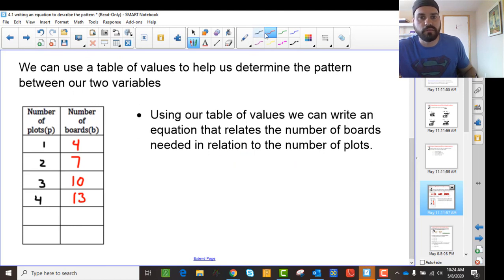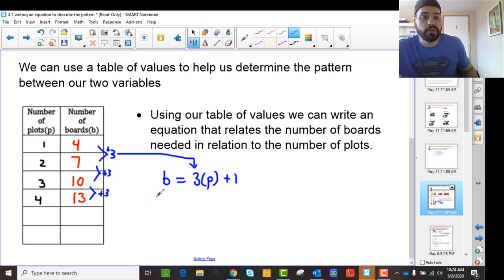We can notice that, I've sort of said this, but these are jumping by 3, right, every time. We're adding 3. So essentially what we're going to say is that the number of boards is equal to 3 times the number of plots plus 1. Okay? 3 I'm getting from right here.